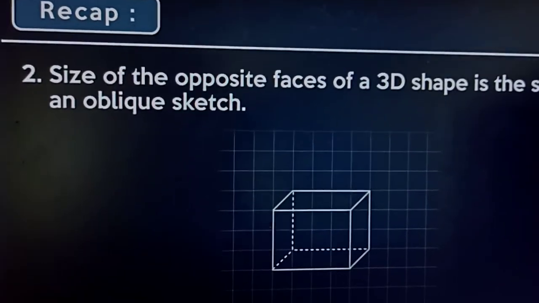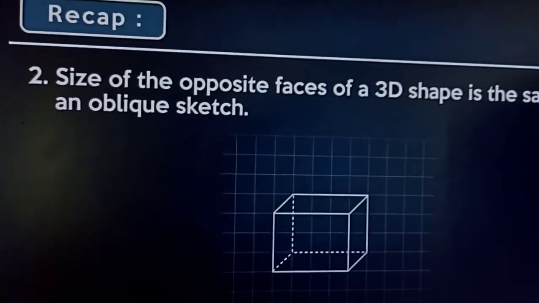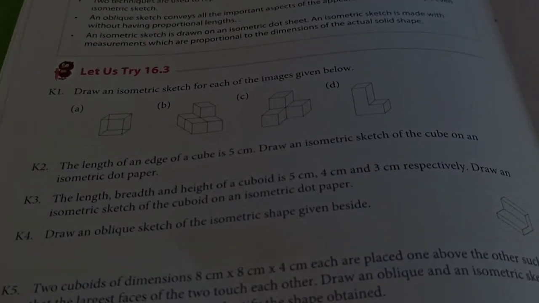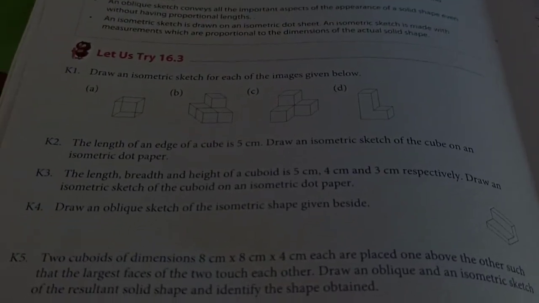Now let us study more about isometric sketches. These types of sheets you can draw on a sheet of paper also. See here, dotted sheets, and every dot is equidistant from the next one, right? So now come to your book. The first question in this is: draw an isometric sketch for each of the images given below. This isometric sketch you will draw with the help of dots. You will put the dots in your notebook and then draw it.